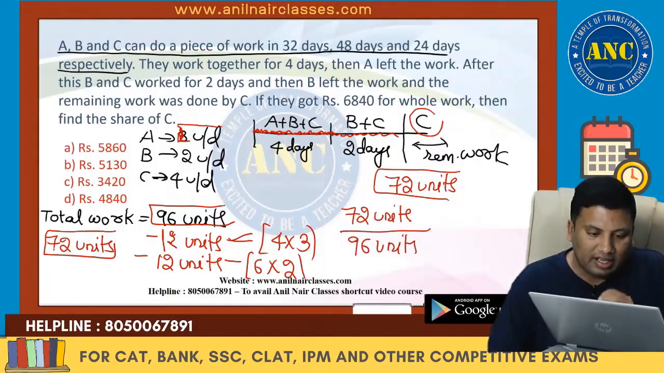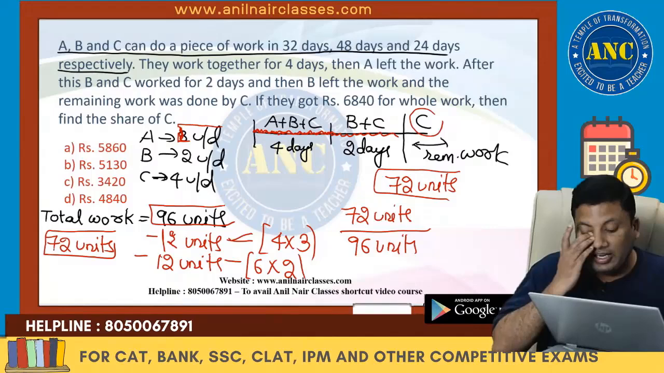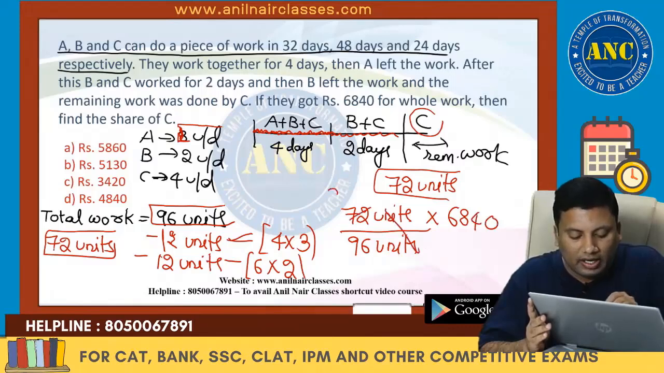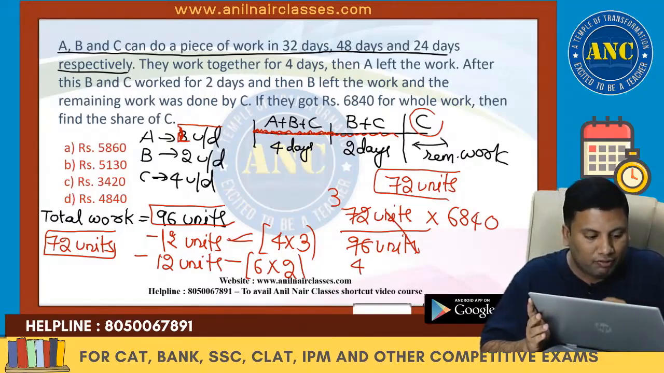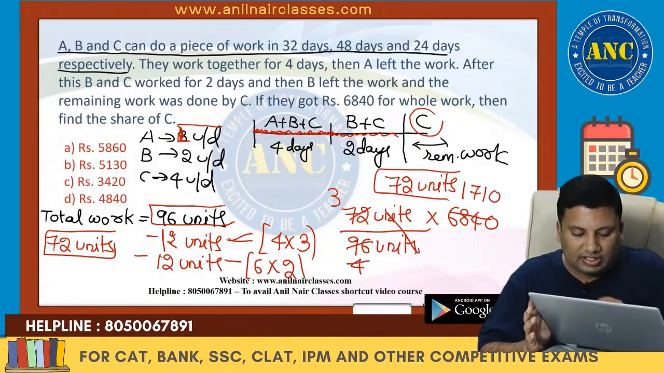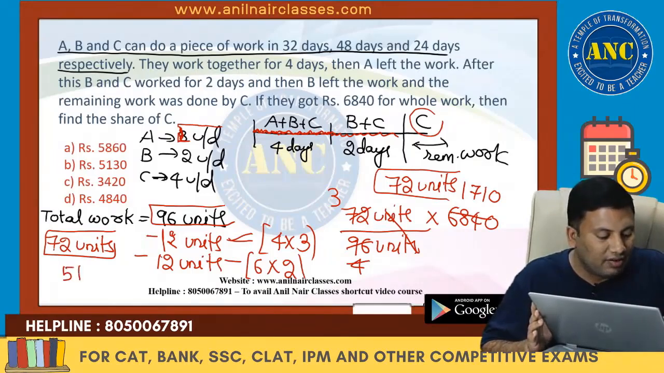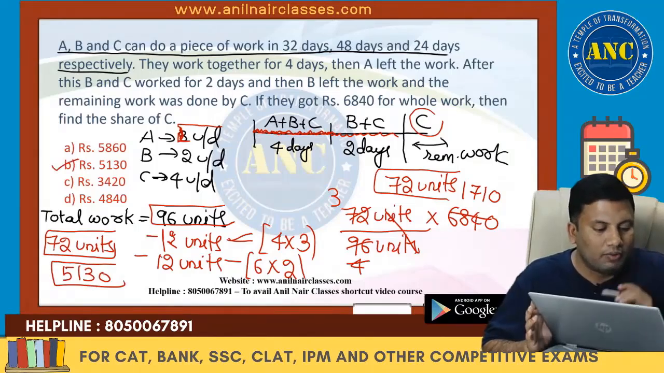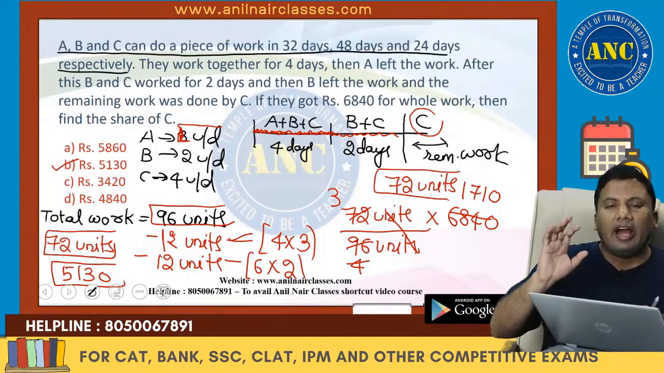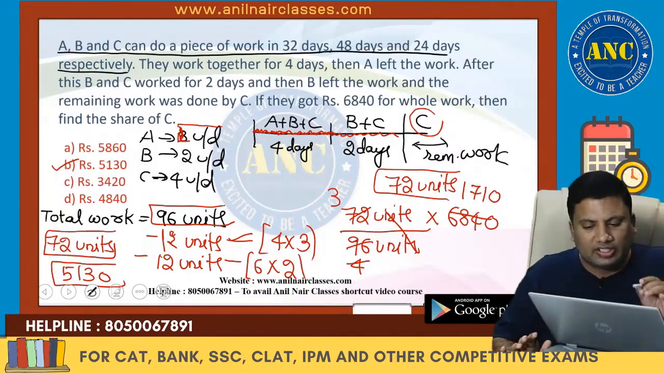That will give an efficiency. Efficiency and salary go together. So 72 by 96 into 6840. These are nothing but 24 3s are 72, 24 4s are 96, 4 1s are 4, 171 10s are 1710... so the answer is 5130. Answer is 5130. I hope the idea is clear. Nothing I did, I converted the days into units per day.